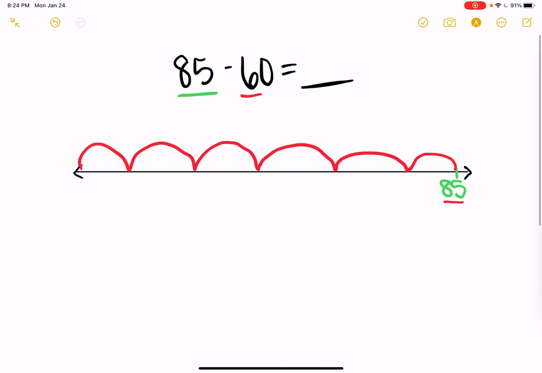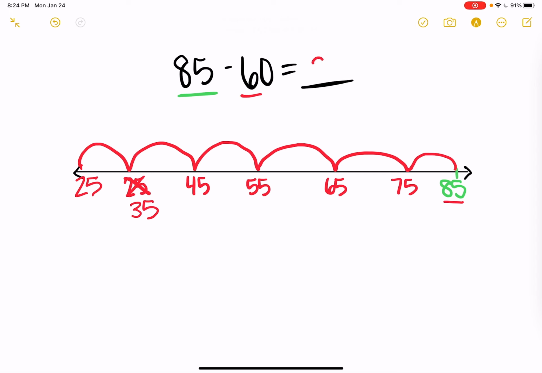So we start here at 85. We're counting back, so our tens are getting smaller. 75, 65, 55, 45, 25. Oops. This silly goose made a boo-boo, didn't I? 35, then 25. My brain got ahead of my pencil and wanted to write 25 early, didn't it? I had to fix my mistake. If you make a mistake, just fix it as well.